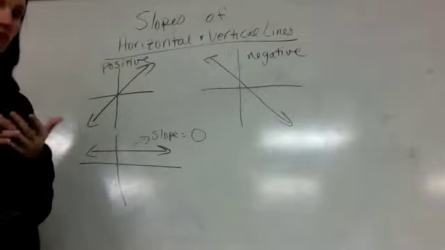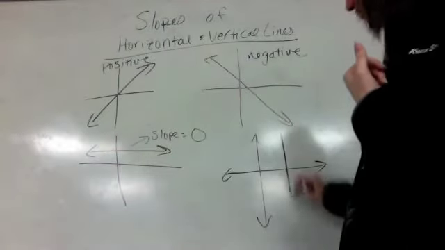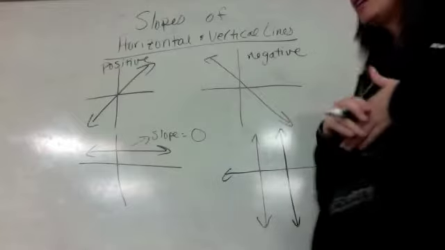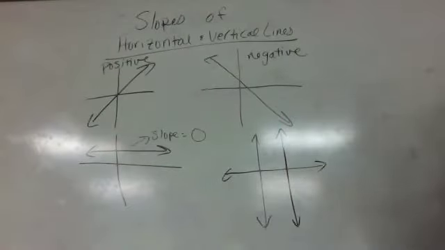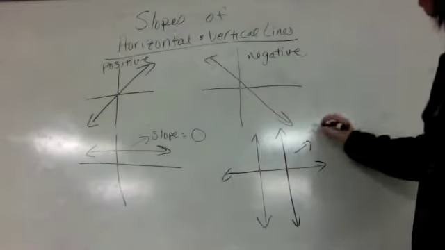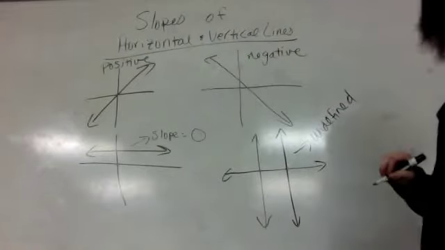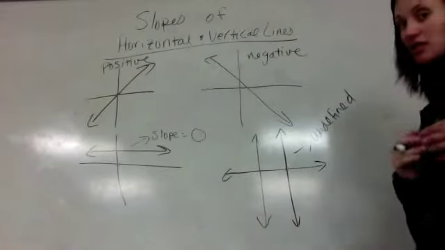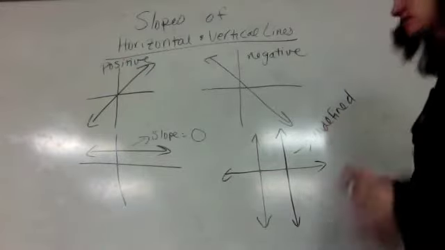Now, what about a vertical line? Well, a vertical line doesn't really have a positive slope or a negative slope because it's not really going uphill or downhill as you go left to right. We will say that a vertical line always has an undefined slope. Okay, don't say that it doesn't exist. Don't say there is no slope. There is, it's just undefined.